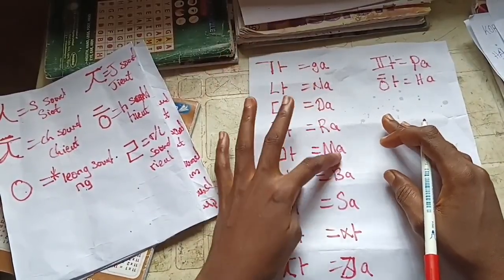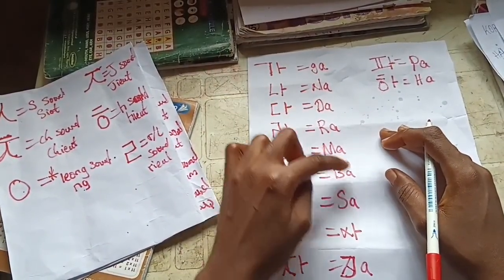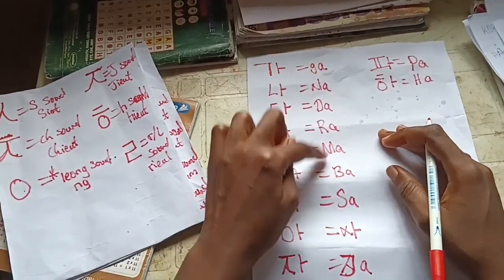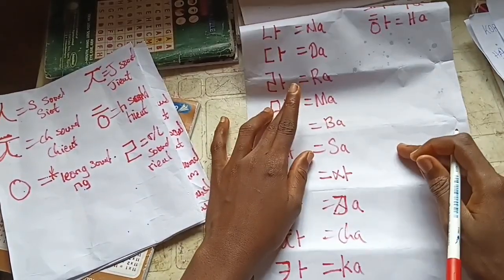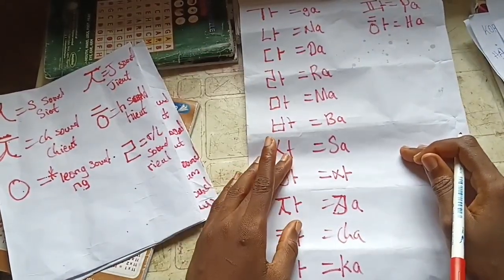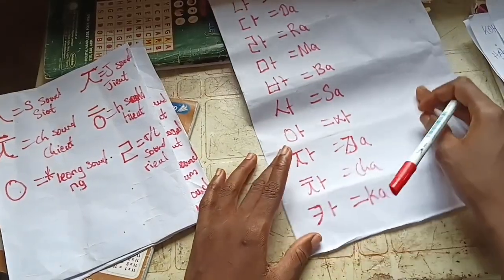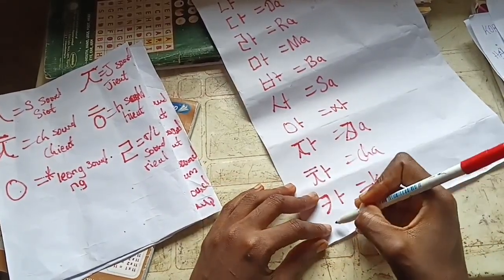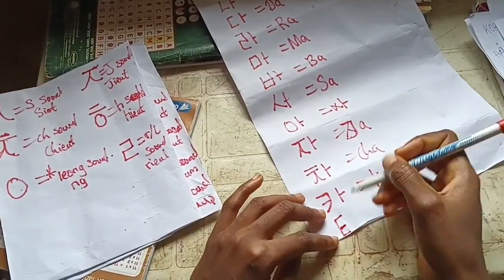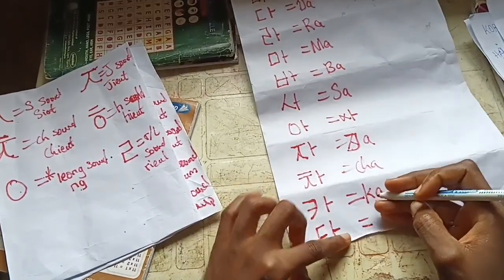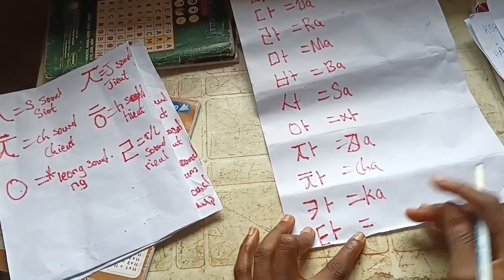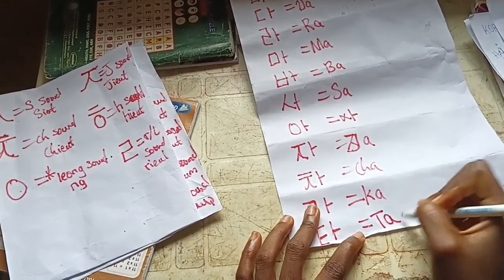Ga na da ra ma ba sa, ga na da ra ma ba sa, a ja cha ka pa ha. I forgot one. There's one consonant that isn't here. After the K, it is the ta. Because I remember the song, I was able to realize that I forgot one consonant, and that is the T consonant, T-A, ta.